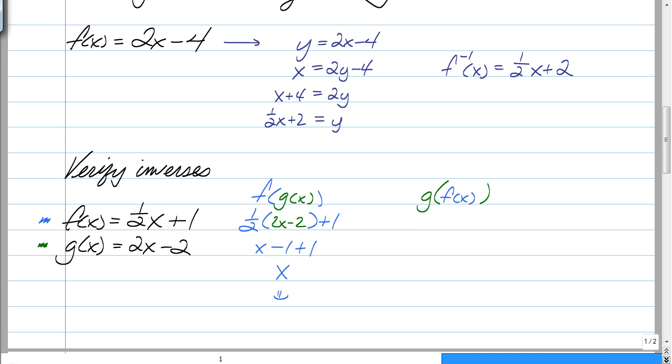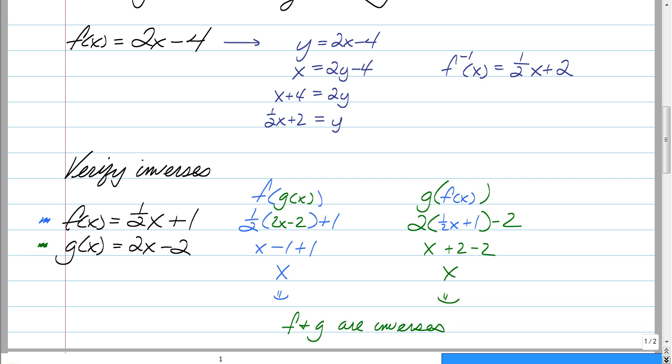You still need to check it the other way. So now we're going to substitute f of x into g of x. So we have our 2, and then we're going to substitute in our 1/2 x plus 1. Distribute your 2, and you're just going to get x plus 2 minus 2, which cancel, and you get x. So yes, f and g are inverses because they both simplify to x. Okay? So you have to find the composition of both.